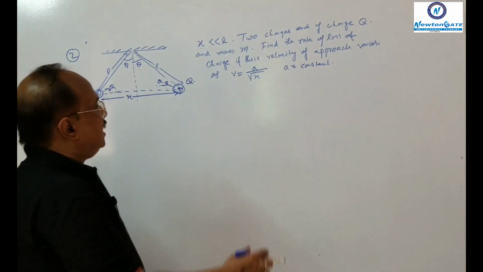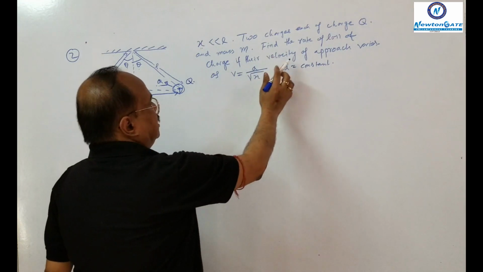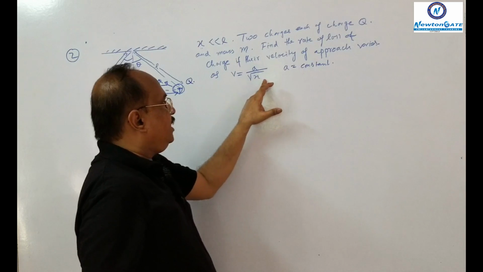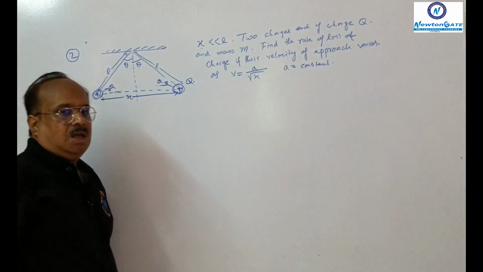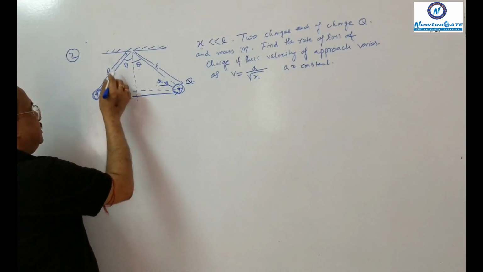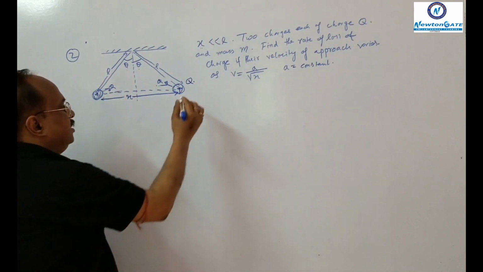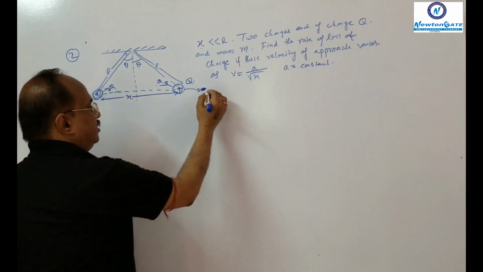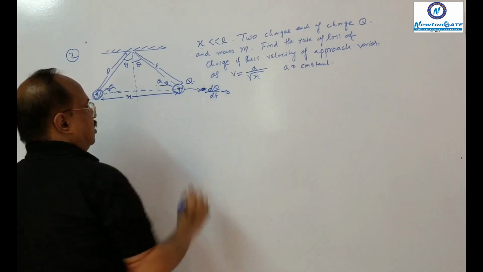So the question asked is to find the rate of loss of charge if their velocity of approach varies as v is equal to a by root x, where a is a constant. So what happens actually is, because the surrounding is air, moist air or any kind of air, these charges are losing some amount of charge at a certain rate, that is dq by dt. They are losing the charges outside.